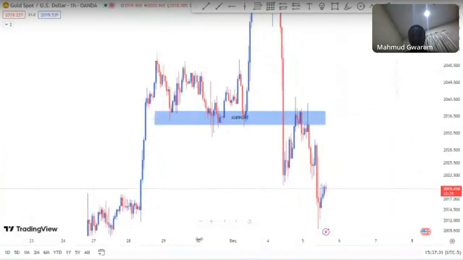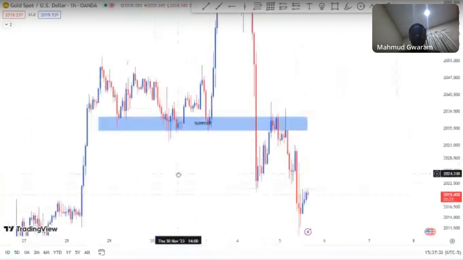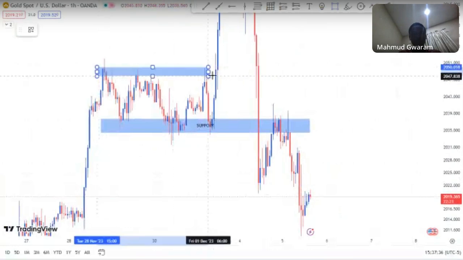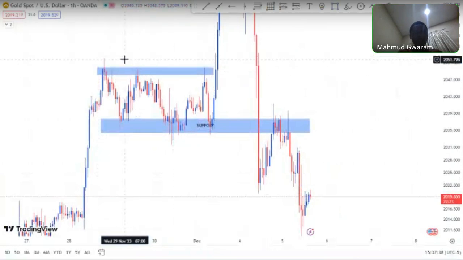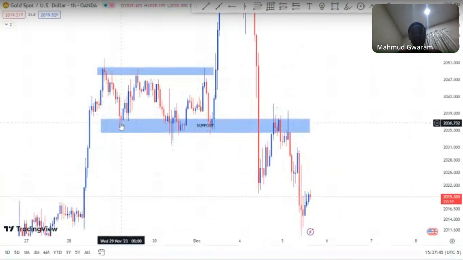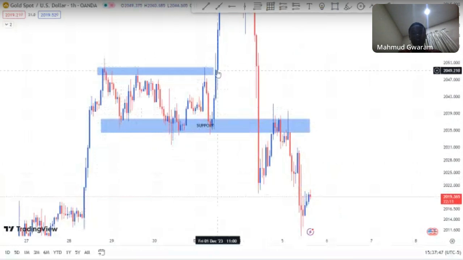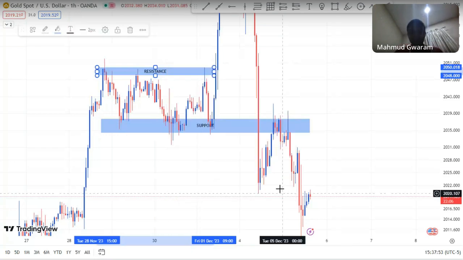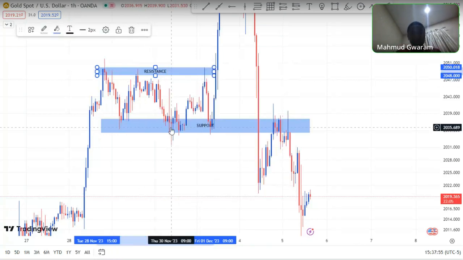This is a support place. This is also a resistance. If you look carefully, this is also a resistance, because the market reacted to this place once, twice, and thirdly. So the market reacted to this place, came back, reacted to this support, came to this resistance. Let me type it for you. Resistance. Comes back again, taps this place, taps again, goes up: this resistance, and this support.